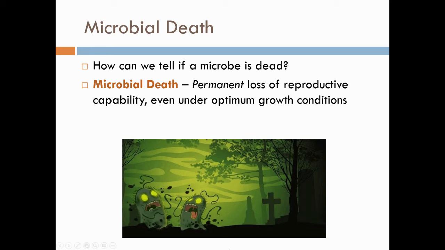So microbistatic or bacteriostatic agents will prevent bacteria from replicating. If I culture them on a plate that has a bacteriostatic agent in it, I won't see any colonies form. Do I know that it's dead or is it alive? I don't know. I would transfer that to a plate or a medium and provide it with its optimal growth conditions. And if it starts to multiply and forms a colony, then I know it was only static. But if it doesn't, then it has a permanent loss of reproductive capability.